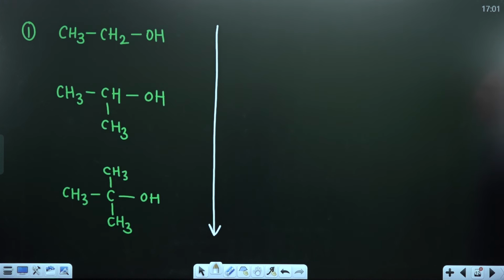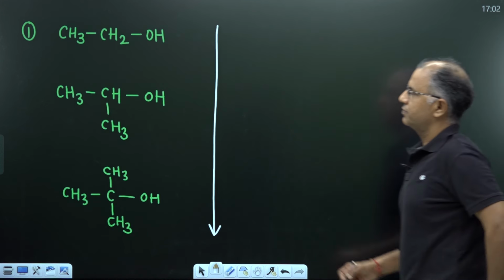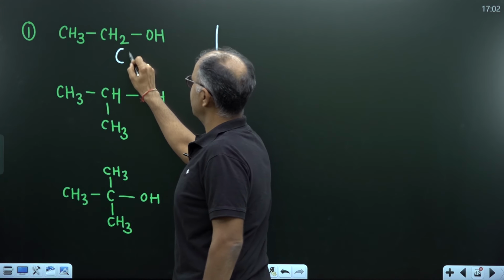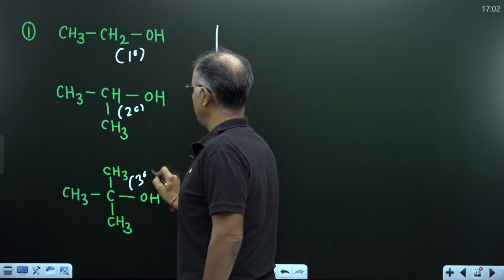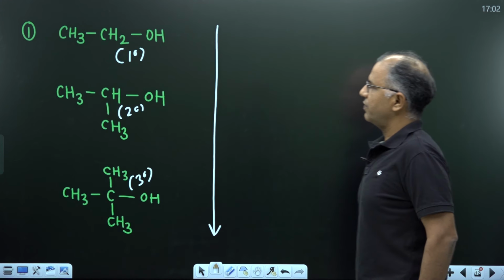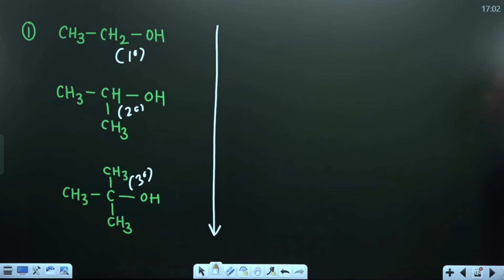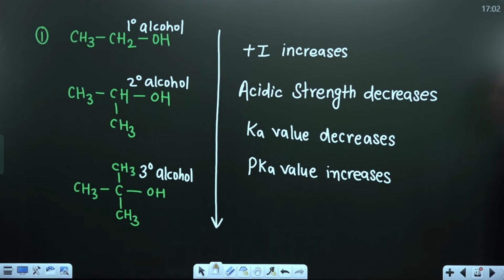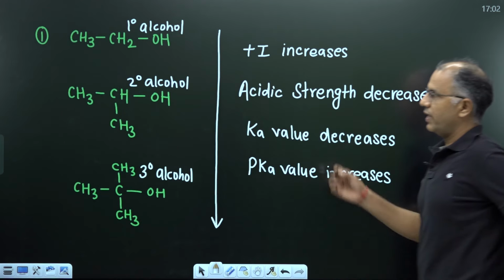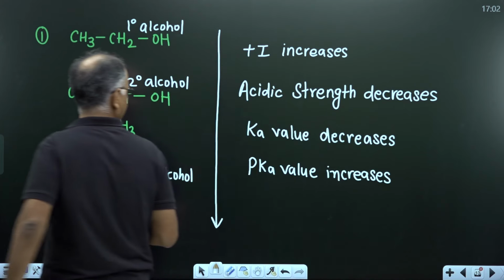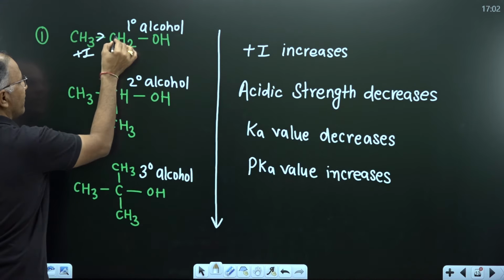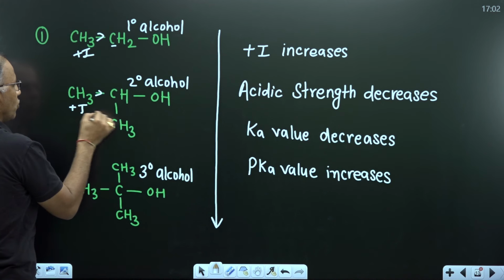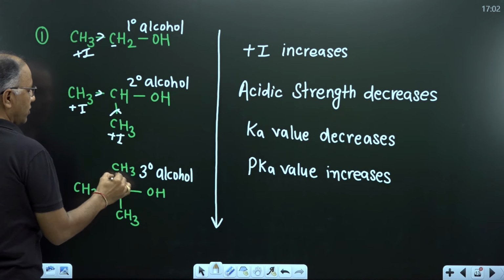Now, let us compare the acidic strength of these alcohols. You have to compare the acidic strength of 1 degree alcohol, 2 degree alcohol and 3 degree alcohol. Which one is more acidic, which one is less acidic? Now, acidic strength decreases, sorry. How? First of all, there is 1 plus I apart from this carbon, then 2 plus I, then 3 plus I.